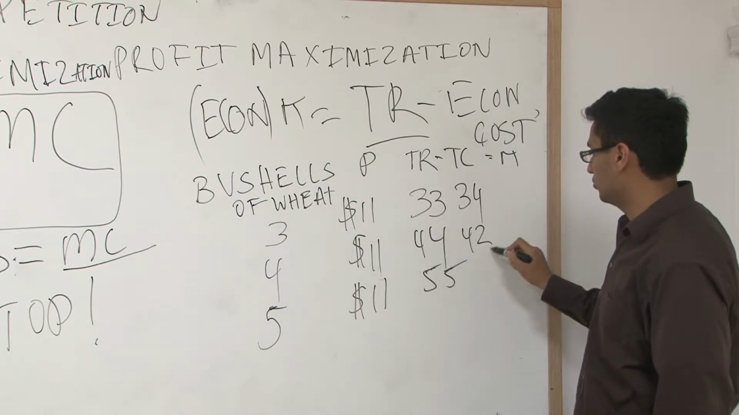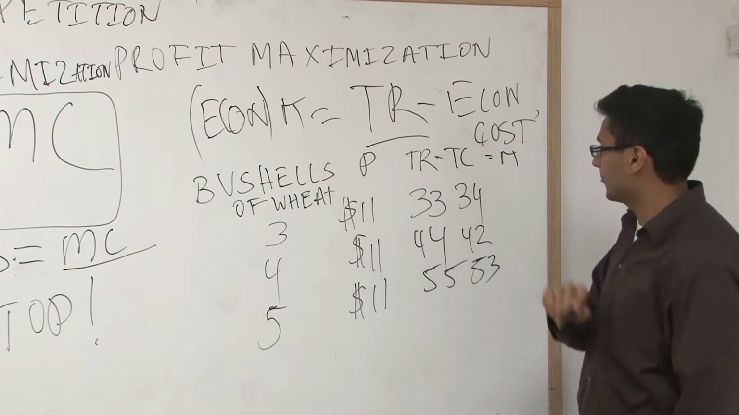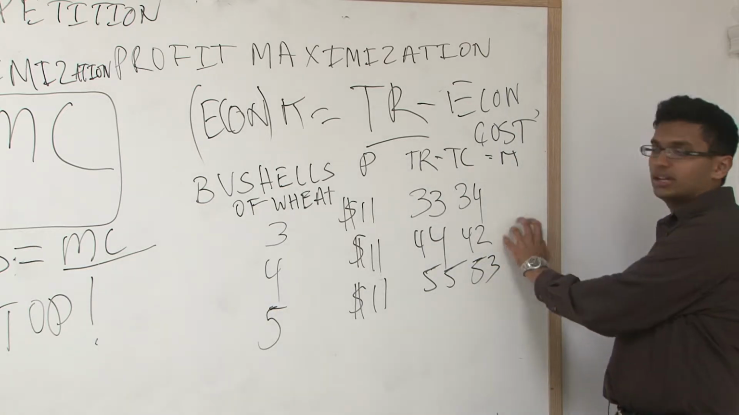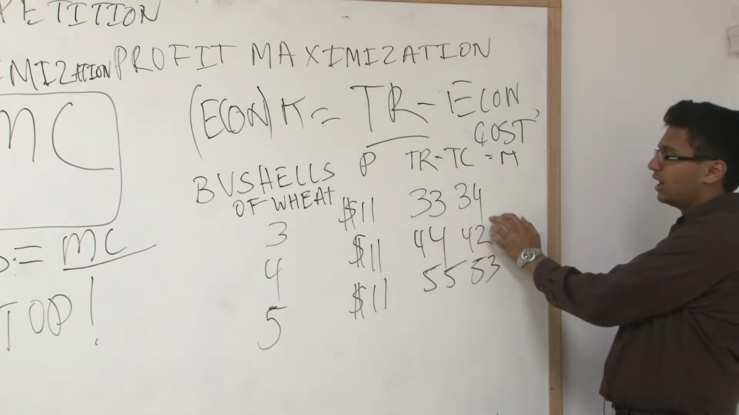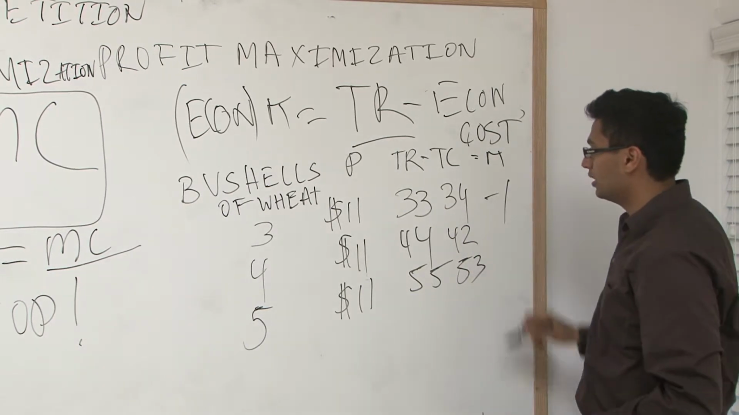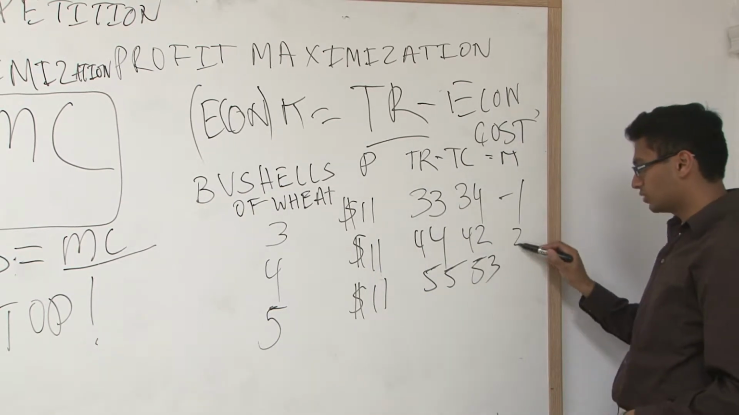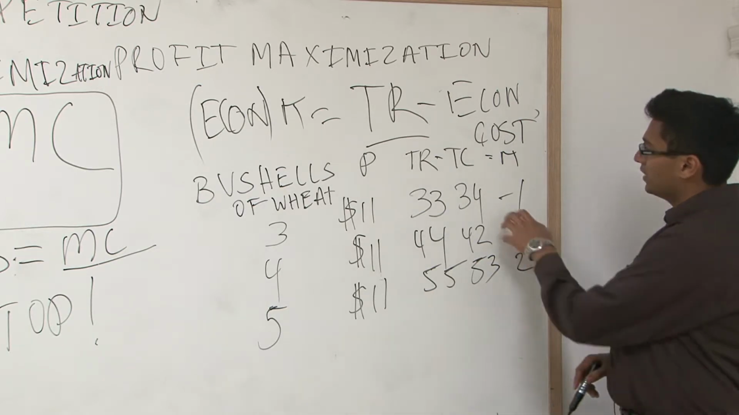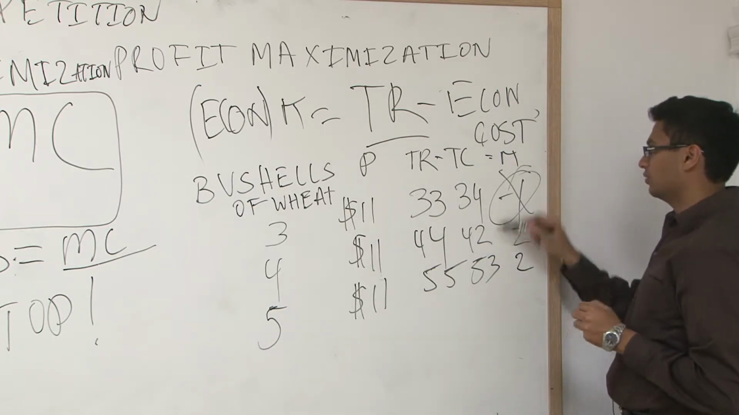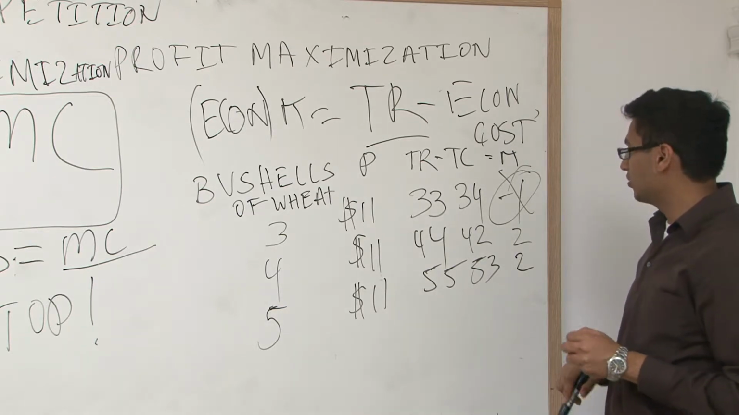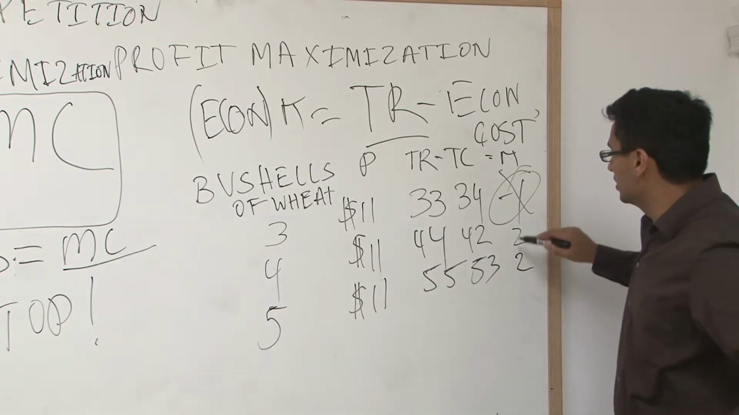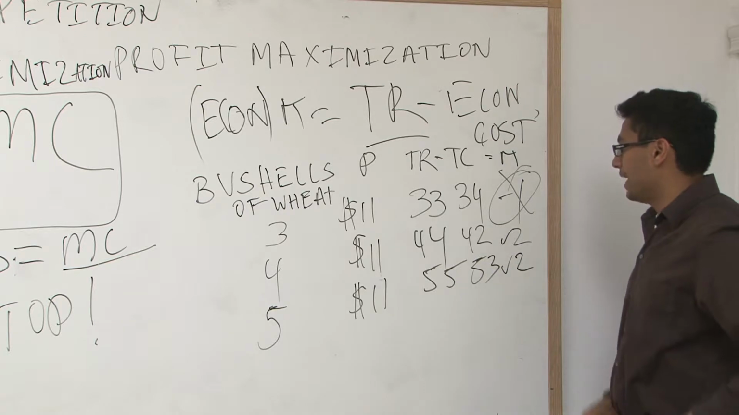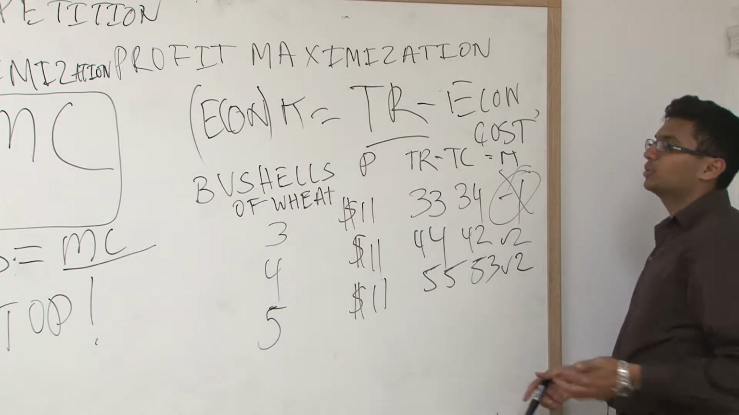Your profit here is total revenue minus total cost. 33 minus 34 is -1. 44 minus 42 is 2. 55 minus 53 is 2. So your profit at 3 units is negative. Obviously you don't want that, unless that's the best you can do. And these two seem to match. Well, how do I decide whether to produce 4 or 5?